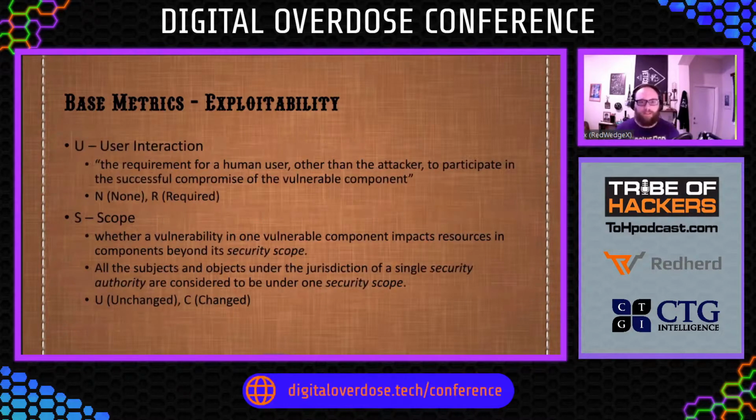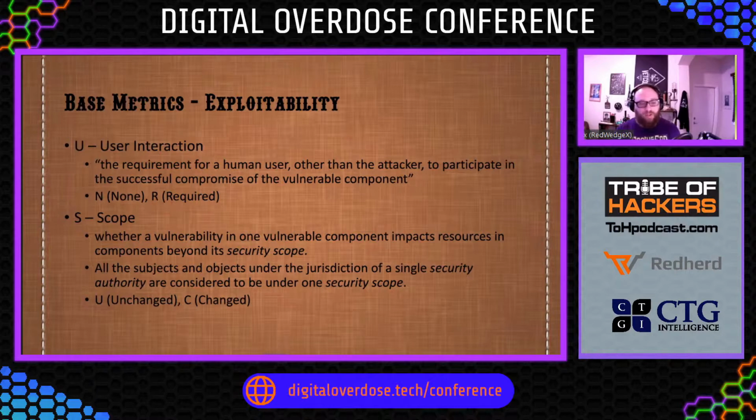User interaction, the requirement that a user does something other than the attacker. So if there is something that needs to be clicked on or opened or run by a user who is not the attacker, that's user interaction required. Otherwise, it's none. Scope is one of the more convoluted ones, the harder ones to understand in these metrics.